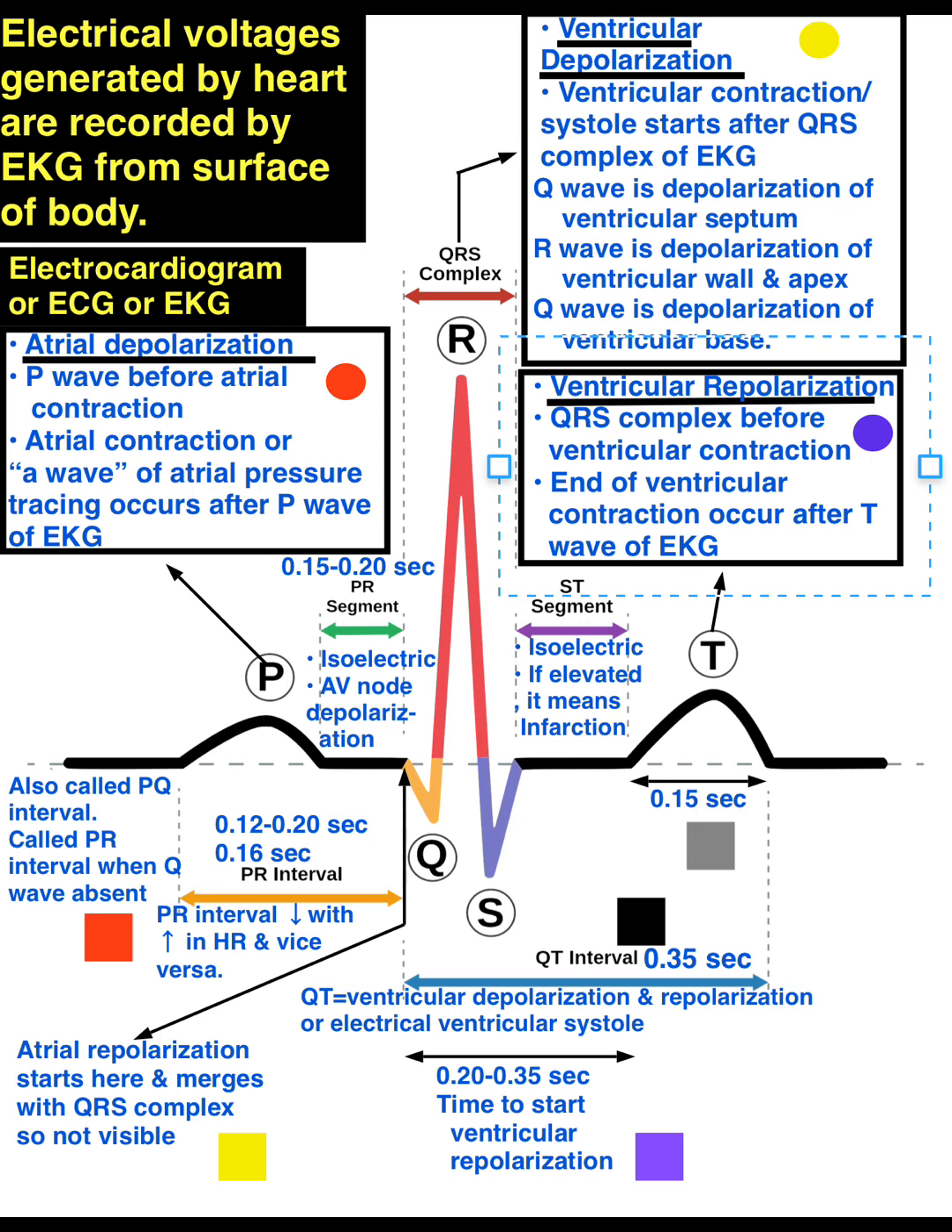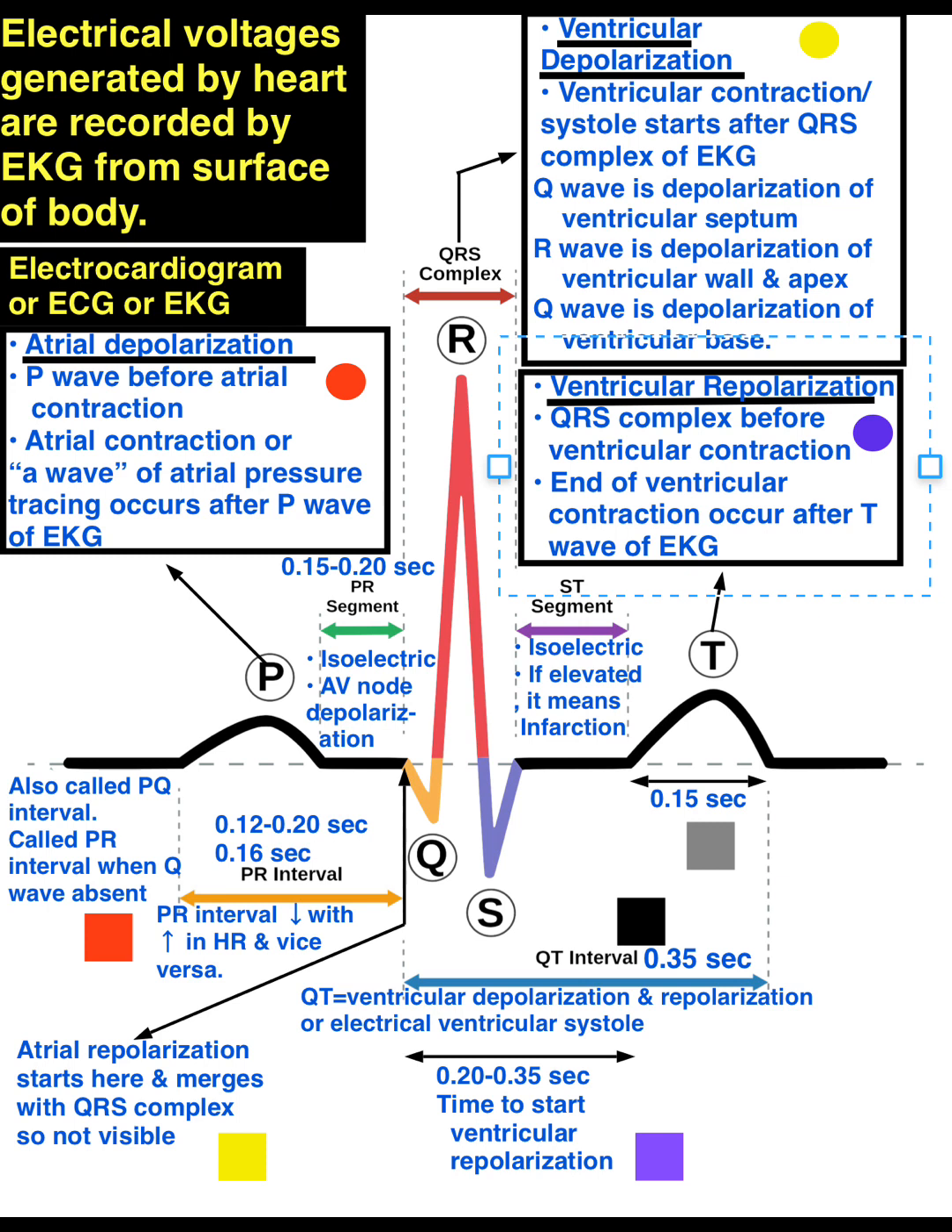Let us describe ST segment. It is also an isoelectric or flat line, and if it is elevated, it means myocardial infarction. This segment is between end of S wave and start of T wave. T wave, or ventricular repolarization, duration is 0.15 seconds.